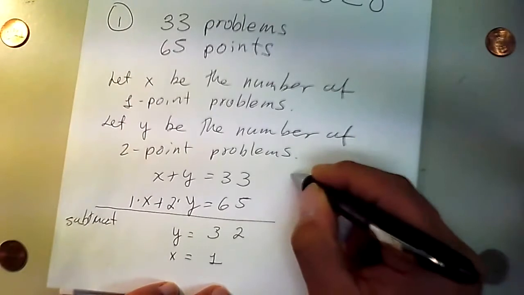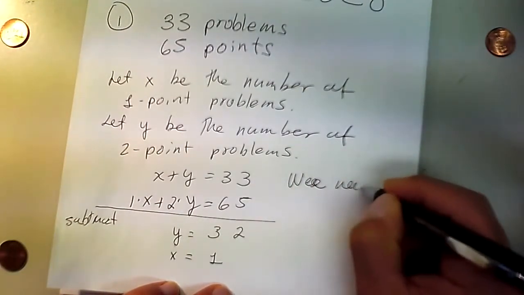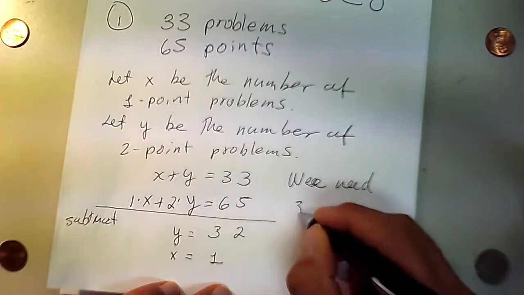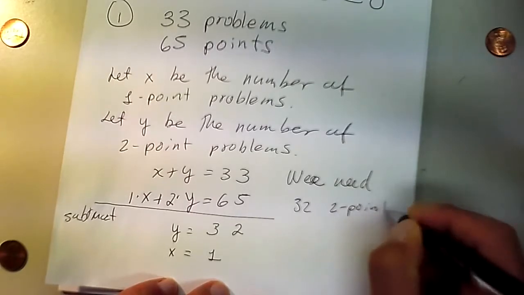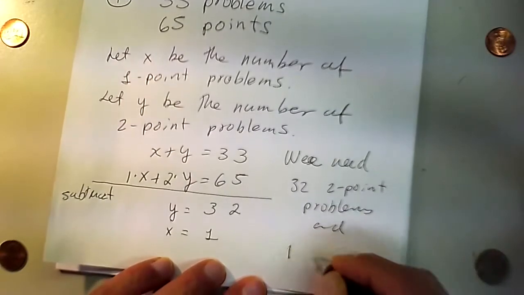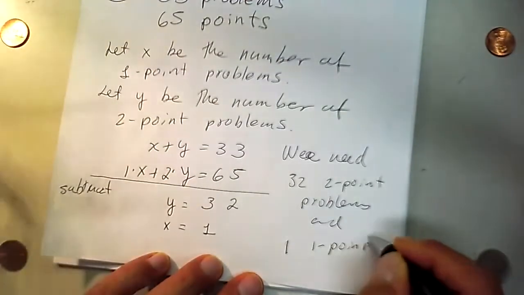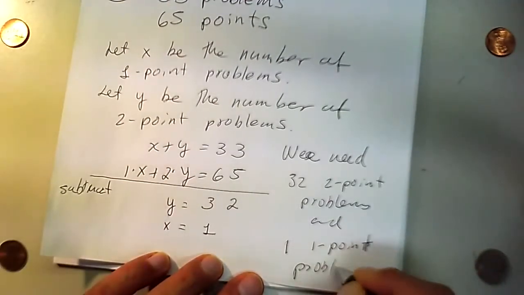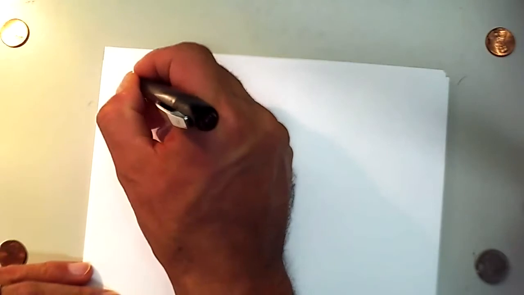Okay, but let's write down the answer. So we need 32 2-point problems, and one 1-point problem. That was our first example, and we probably don't even need a system of equations to solve that problem.